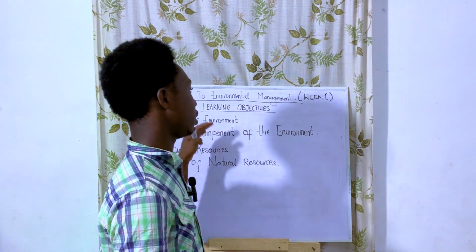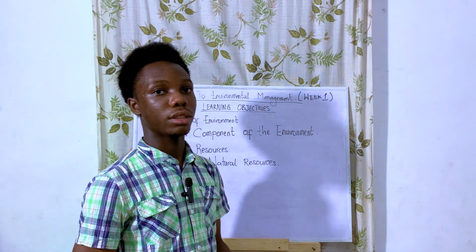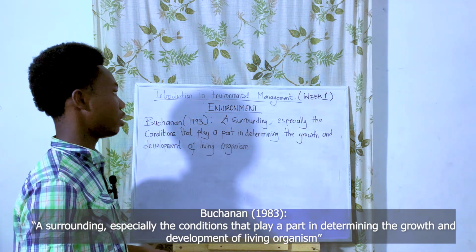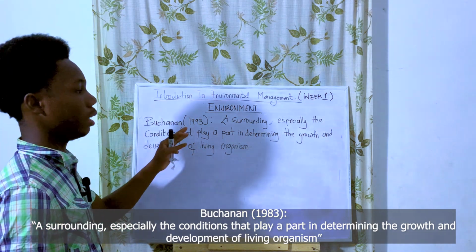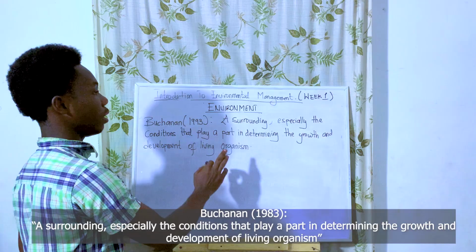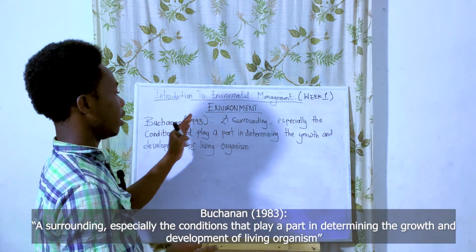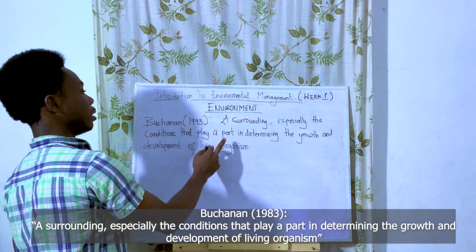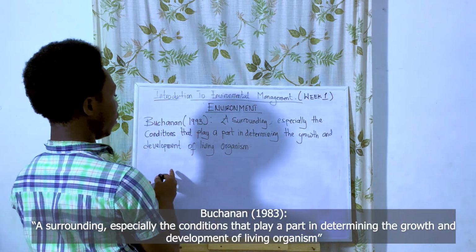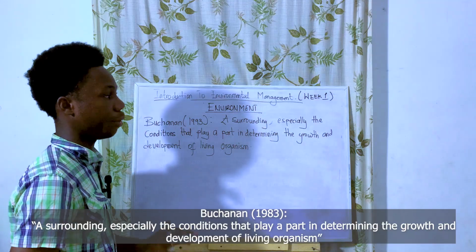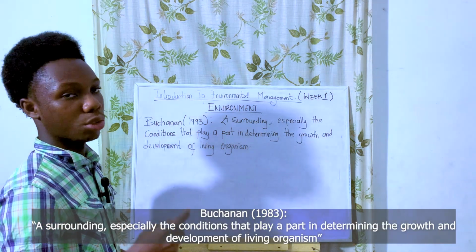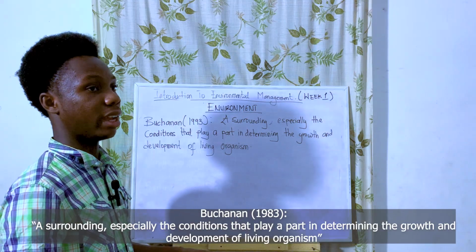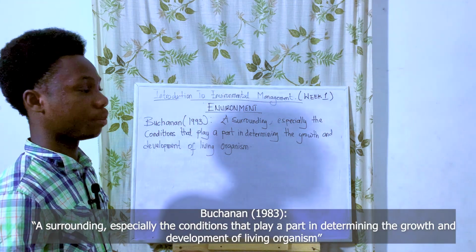So let's start with the definition of environment. According to Bachanan in 1993, a surrounding, especially the conditions that play a part in determining the growth and development of organism, is referred to as an environment. So we all know the environment are the things around us, or the things we see, right?